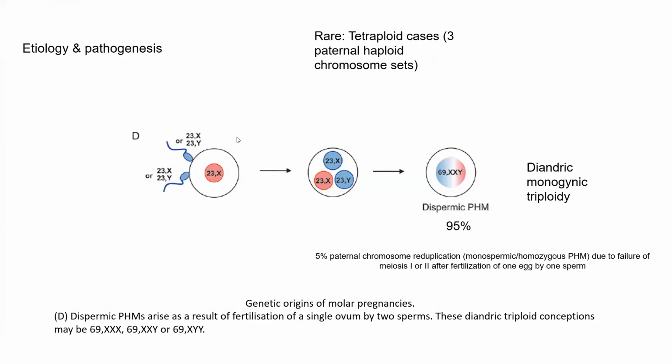This is the pathogenesis that we have mentioned. What happens is that two sperm fertilize the ovum at a time to give a triploid. This triploid is dispermic because it was fertilized by two sperms, or it might be monospermic, less commonly, if only one sperm fertilized and then it duplicated.